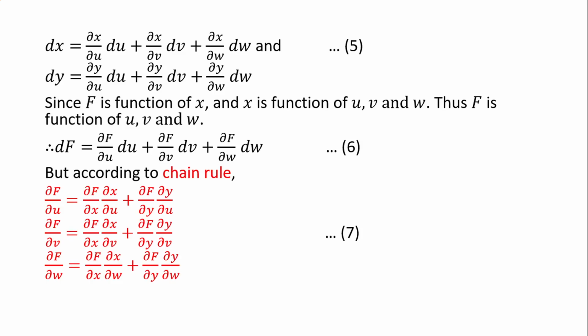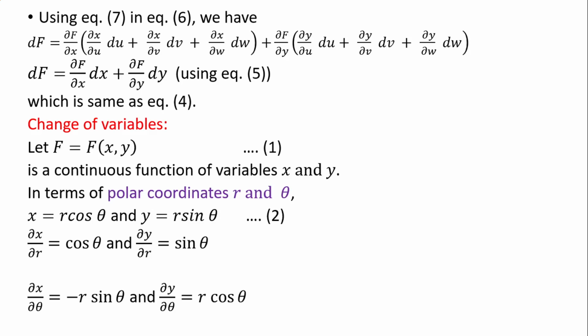Using equation 7 in equation 6, we can find that ∂f/∂x and ∂f/∂y can be taken common, so that in brackets the similar terms will be there, and finally we obtain df equal to ∂f/∂x in brackets ∂x/∂u du plus ∂x/∂v dv plus ∂x/∂w dw, and second term plus ∂f/∂y in brackets ∂y/∂u du plus ∂y/∂v dv plus ∂y/∂w dw, where the first bracket is simply dx and the second bracket is dy.